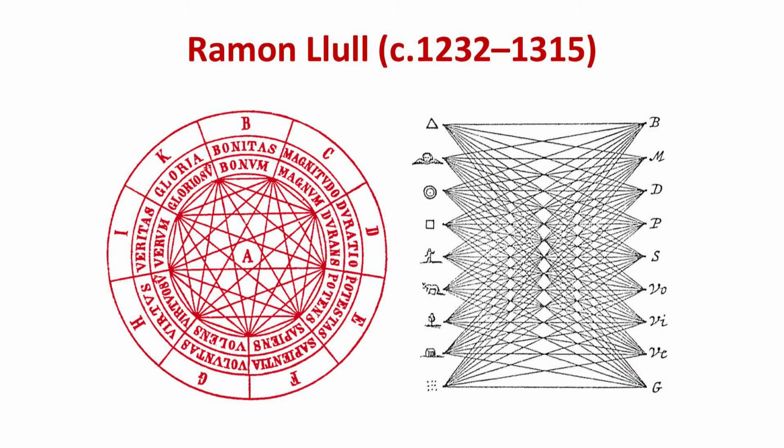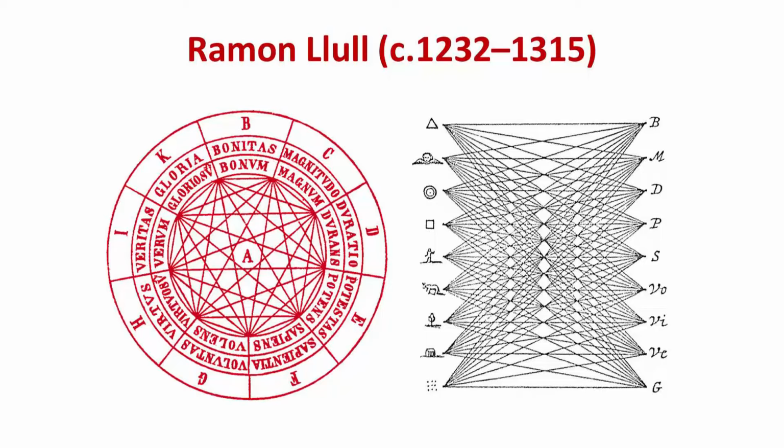Also, in a religious context, the Catalan mystic Ramon Llull asserted that all knowledge can be discovered by combining the attributes of God in all possible ways. On the left, we see 9 of these divine attributes. At the top is bonitas, goodness. You can also see potestas, power, sapientia, wisdom, and so on. And on the right is the bipartite graph he presented, linking all of these attributes in pairs.